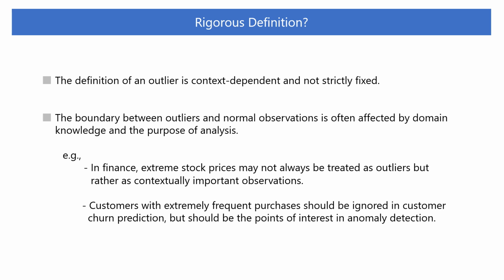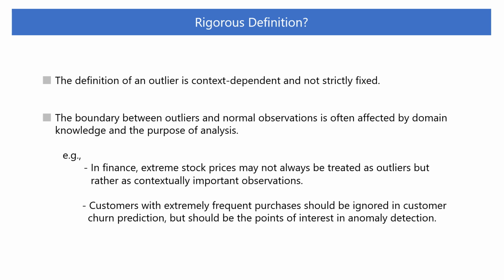The definition I have just proposed says that an outlier is a data point that is significantly different from others. But "significantly different" is ambiguous as a rigorous definition. Can we define an outlier more rigorously? No, the definition of an outlier is context-dependent and not strictly fixed. While we can use some statistical guidelines to define outliers, the boundary between outliers and normal observations is often affected by domain knowledge and the purpose of analysis.